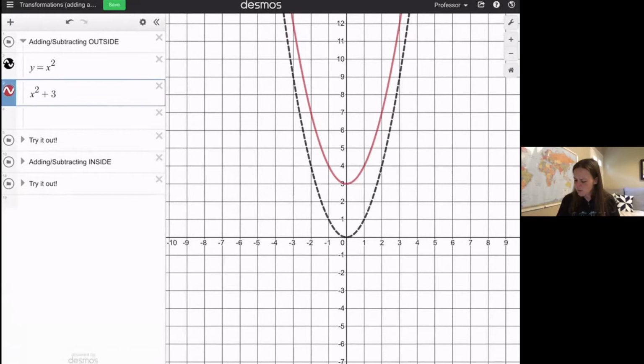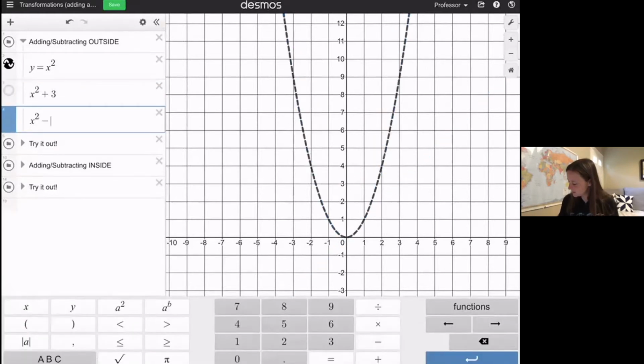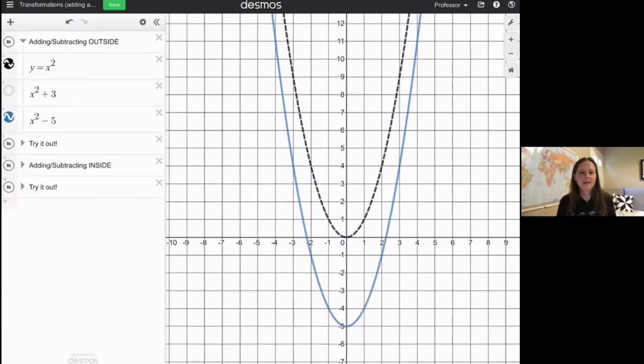All right, so what about if we subtracted a number, x squared minus 1? Now let's do a little bit more than that, x squared minus 5. All right, and probably predictably, this moved the function down, and it moved it down 5 units. So essentially all we're doing is taking y coordinates and either adding or subtracting and figuring out where it goes. We kind of have this idea that if we add, then it moves the graph up, and if we subtract, then it moves the graph down. So let's go to the try it out.